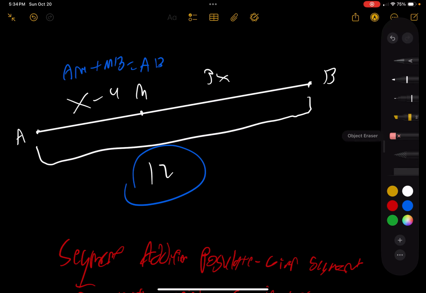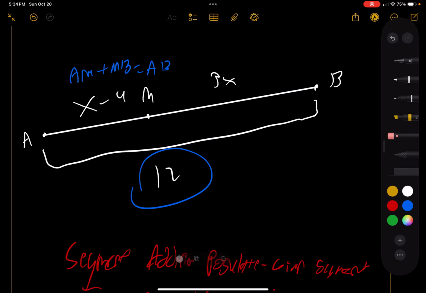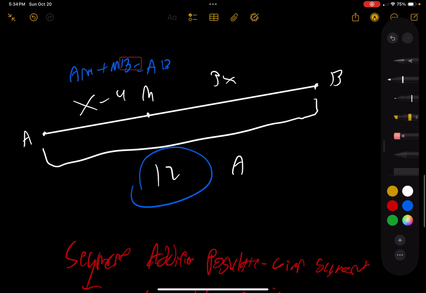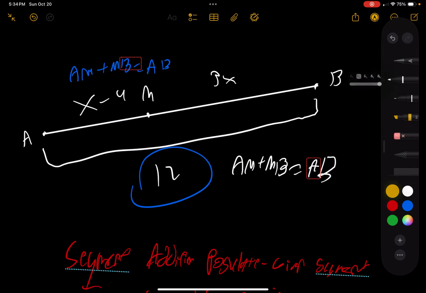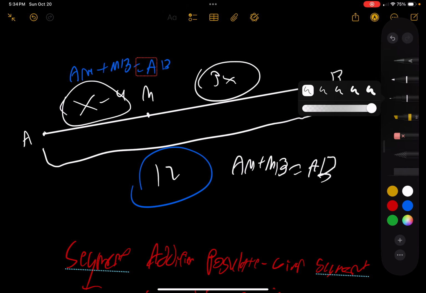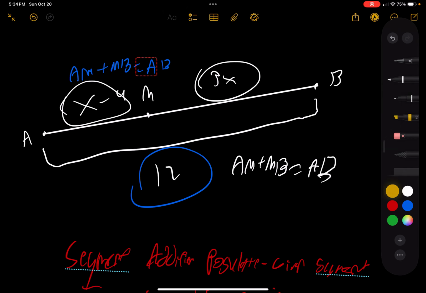So now we're going to be using the segment addition postulate to solve this. Why don't we make some variables? AM plus MB equals AB, and this is because of the segment addition postulate. Now we are given the values of each: AM, MB. AM plus MB equals AB.